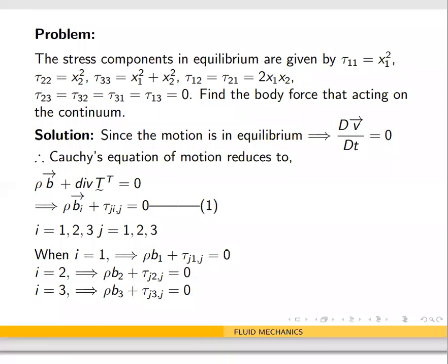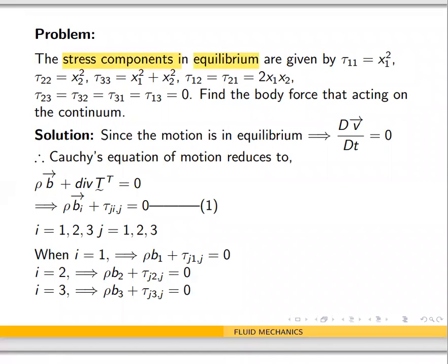Hello dear students, let us take up a problem on the law of conservation of momentum, linear momentum. Let us read the problem given here. It says that the stress components in equilibrium, see, each word is very important here. Stress components are given, in what? In equilibrium they have been given, right?